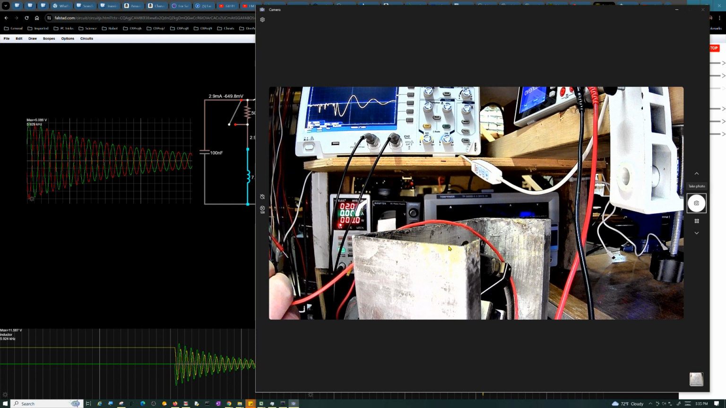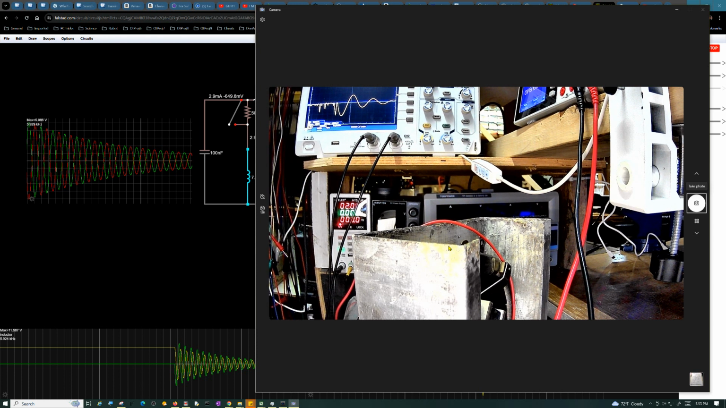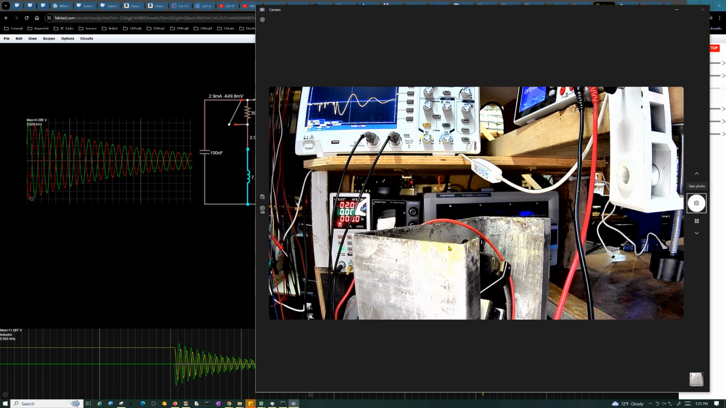So, let's see, we're at 50 microseconds per division, so you can figure 1, 2, 3, 3.5 divisions. I guess I could use cursors. Well, I don't want to screw it up. Still trying to get used to some of these things. But, so 3.5 times 50 microseconds, 0.0005. Okay, it's about 175 microseconds.